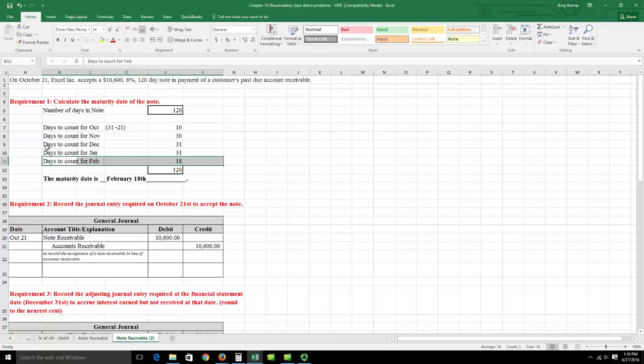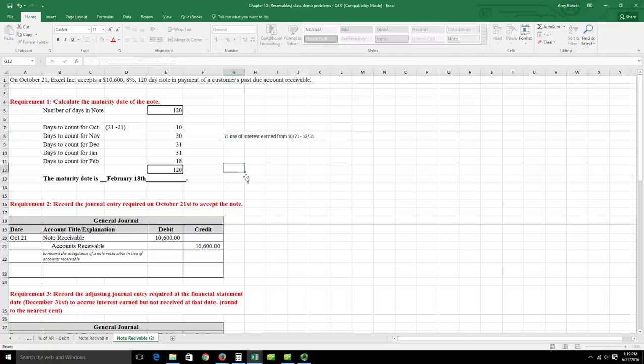However, we have to prepare financial statements at December 31st. And simply because time has passed from October 21st to December 31st, we've earned this many days worth of interest. And we can add up how many days that is, right? 10 plus 30 would give me 40, plus 31 gives me 71. So I've got 71 days of interest that I've earned from October 21st to December 31st.